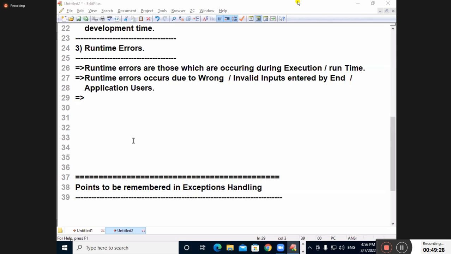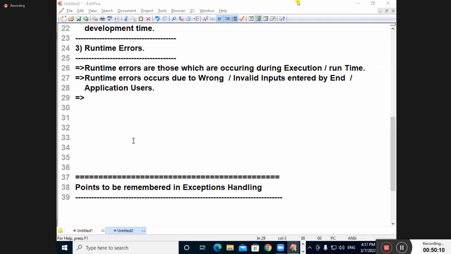By default, Java, .NET, Python, anything you take, whenever the end user commits a mistake, that language or application gives technical error messages. Who will understand technical error messages? Only the programmer can understand. The end user cannot understand. Are you okay, students? Very good.